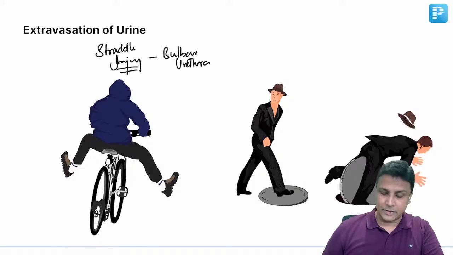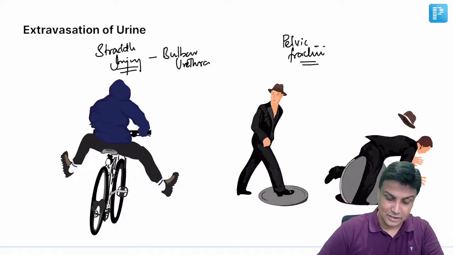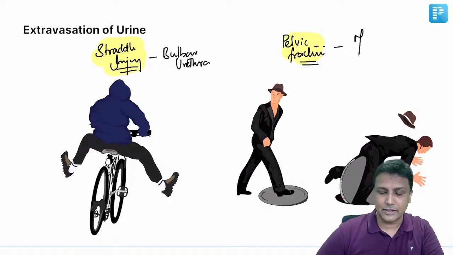Now, for example, if a person falls in a manhole, the important keyword that you have to remember here is pelvic fracture. In your exam, in the clinical question, they will be giving you this word pelvic fracture. You have to find this keyword. Straddle injury and the pelvic fracture. And in pelvic fracture, the urethra that will be ruptured will be the membranous urethra.